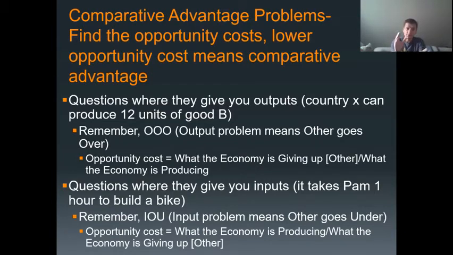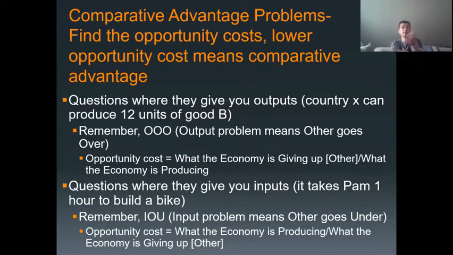So when you're handling output problems, remember O for output means that other, that's the second O, goes over. That's the third O. Other goes over for output. So what we mean by that is the opportunity cost equals what the economy is giving up, that's the other, divided by what the economy is producing. So those are the maximums. So what it's giving up, maximum of that, versus what it's producing on the denominator.